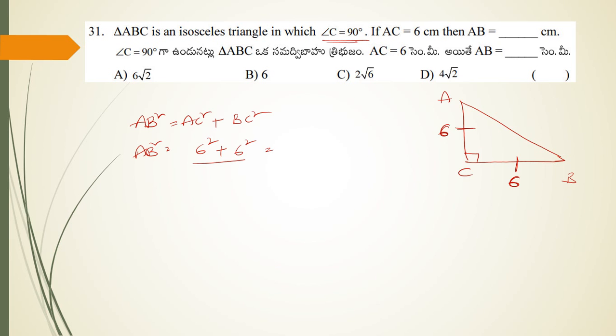So 6 square plus 6 square is 36 plus 36. It gives me 72. So from this, AB is equal to square root of 72. This gives me 6 root 2. So the answer is 6 root 2 centimeters.